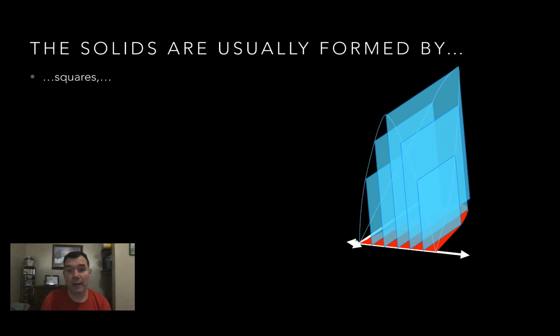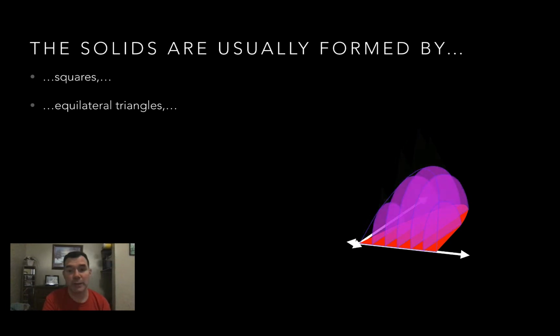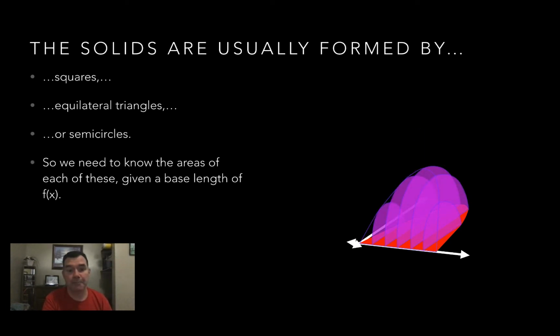Okay, so I calculate the volume one of three ways. There are other ways to do it, but we really need to know these three. Squares is one of them, and that will create a solid that looks like that. I could also create the solid by using equilateral triangles, and the third way is by using semicircles to create those three solids right there.